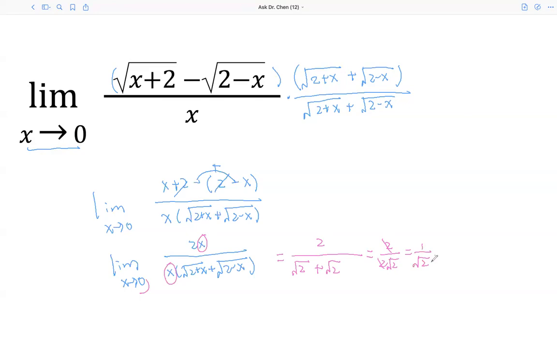Usually we don't leave an irrational number in the denominator. We call it rationalize. Right? We multiply square root 2 divided by square root 2. Well, that becomes square root 2 over 2. And that's it. So the limit when x approaches 0 for this function is square root 2 over 2. Hope that makes sense.